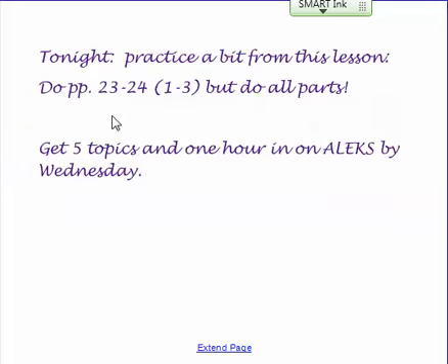And then this is the practice to do. So you need to get 5 topics and 1 hour in on ALEKS by Wednesday to have completed your homework. Even though your total time for the week's not due till Sunday, I'm telling you for homework, get 5 done in 1 hour. And then you also have 3 problems to do on pages 23 and 24. That's it.